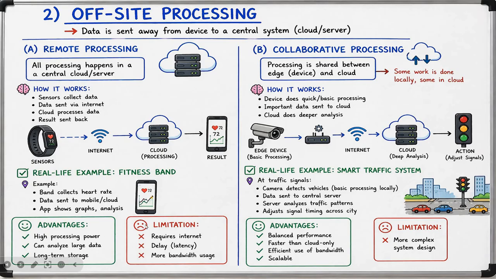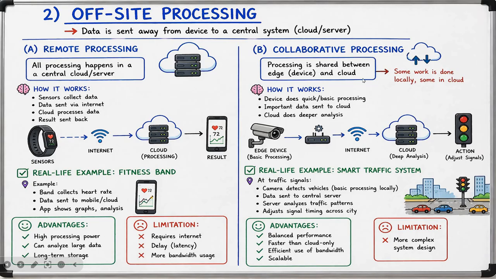Next comes the limitations. It requires the internet because the system depends on the network connectivity, and without internet, processing cannot happen. Then next is the latency or the delay, where sending data to the cloud and receiving results takes time, and it is not suitable for real-time critical applications. Last is the more bandwidth usage, where the continuous data transfer consumes network bandwidth, and this may increase the cost and the network load.